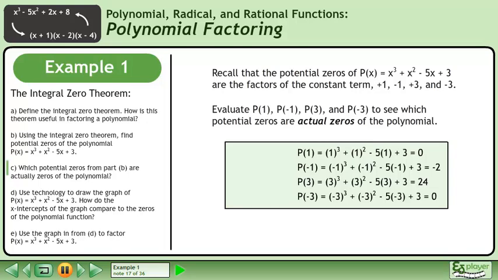The work for each calculation is shown. Both 1 and negative 3 are actual zeros of the polynomial since p at 1 equals 0 and p at negative 3 equals 0. Negative 1 and 3 are not zeros since p at negative 1 and p at 3 are not 0. The zeros of p of x are negative 3 and 1.